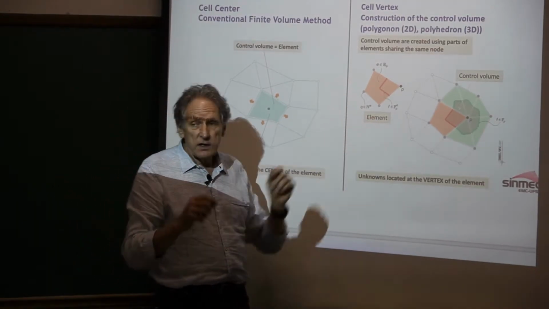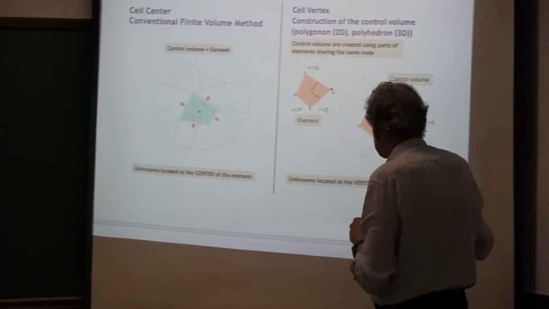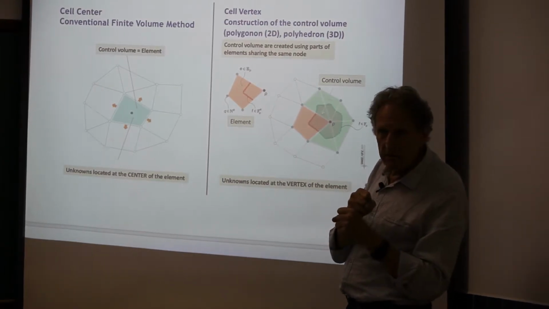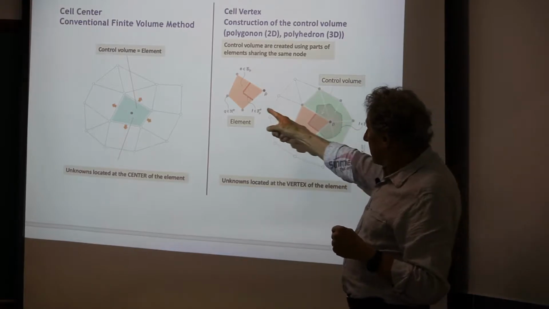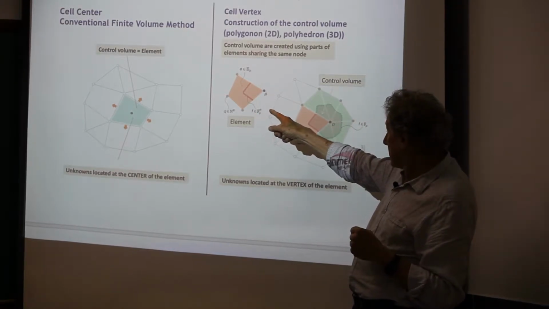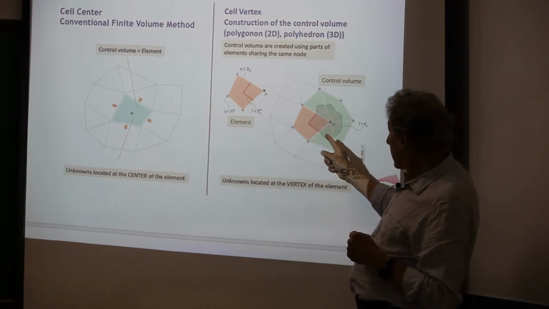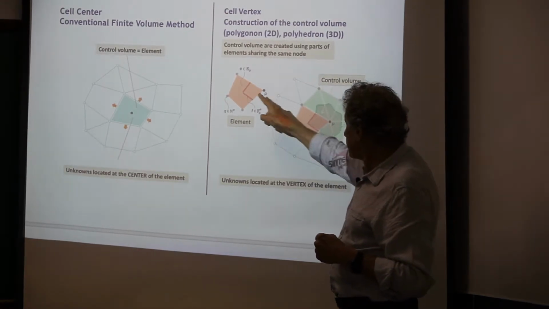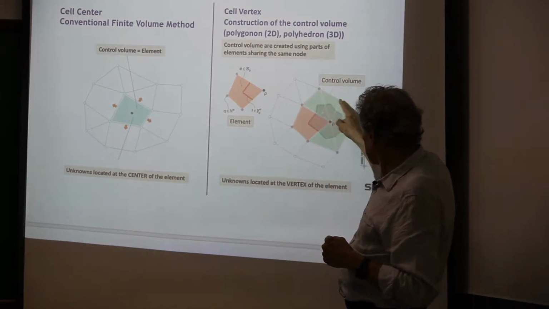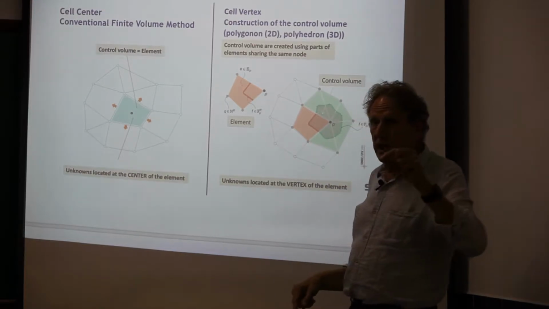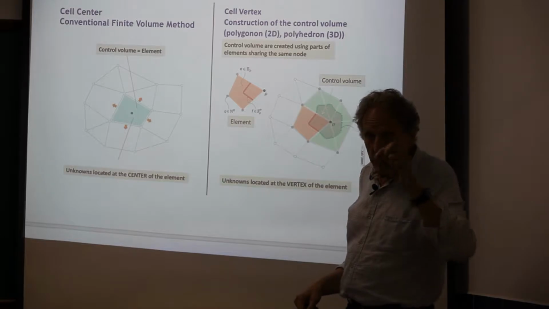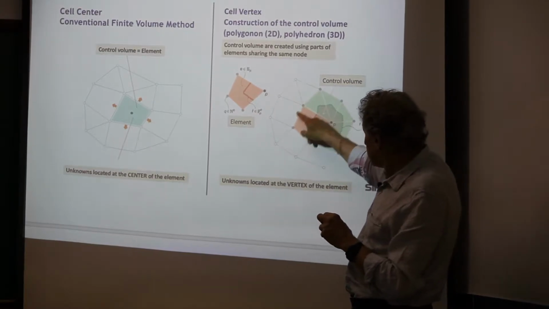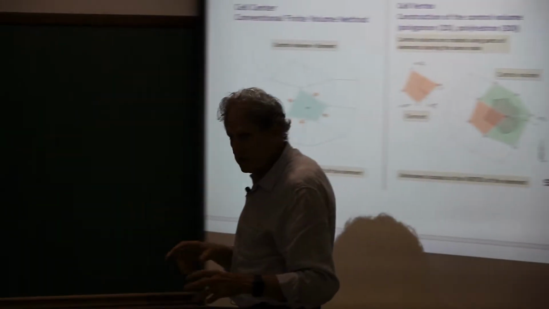And the cell vertex is the method where you create your control volume based on the elements. Let's say we see the element there, but the control volume is this one. You are using part of that element, part of this element, part of this element, and this is the control volume. So the unknown, the variable which is in your linear system, is in the vertex of the element. That's why it's a cell vertex.